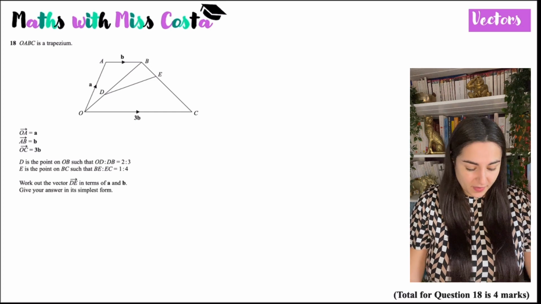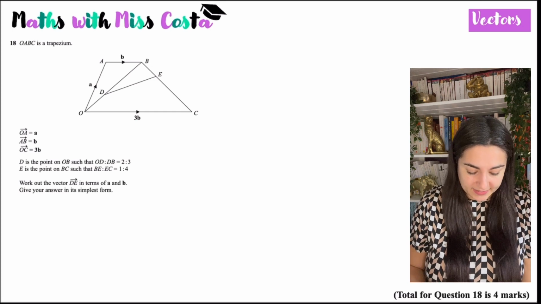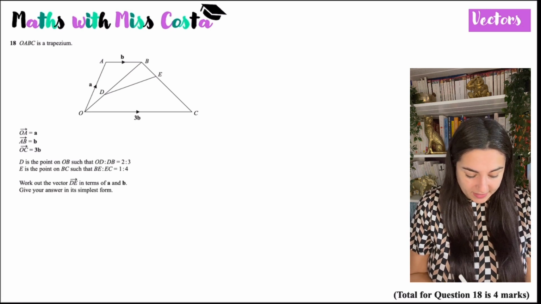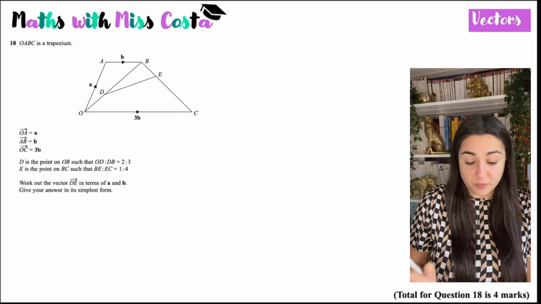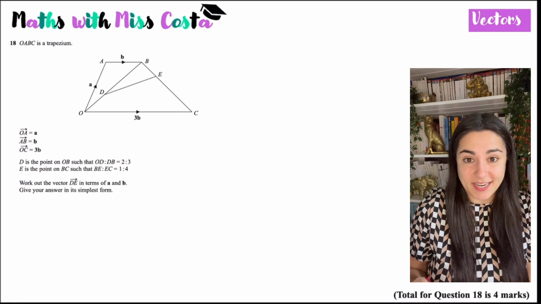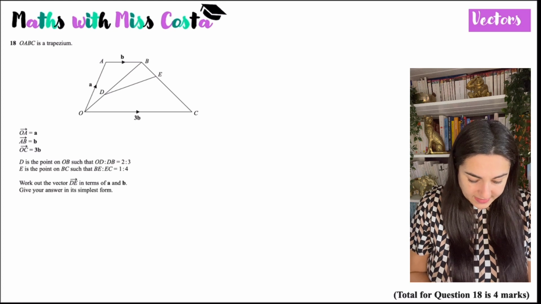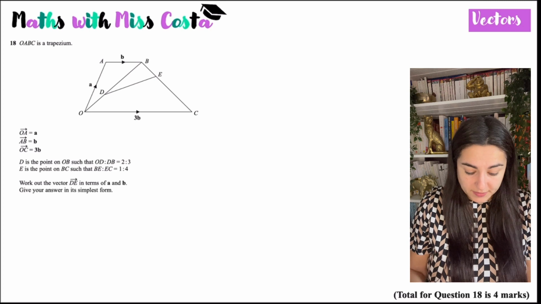And ratio too. Okay, so OABC is a trapezium. We're told that OA is a, AB is b, and OC is 3b. So they're the routes that we've been given and the routes we're going to have to take. We can only take routes that we've been given. And we know that D is on the point such that OD to DB is 2 to 3. So this is important.